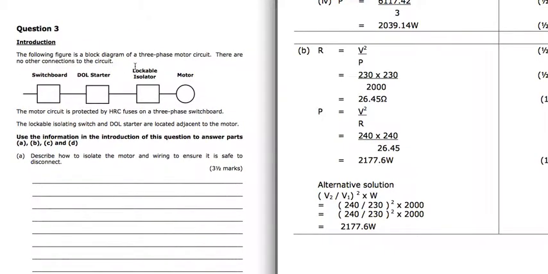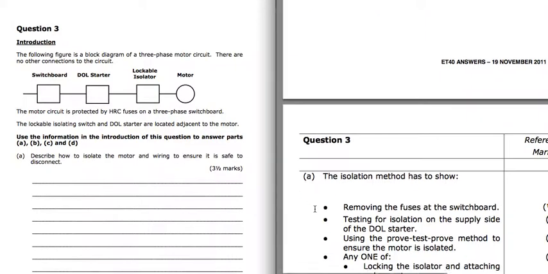Question 3, we've got a three-phase motor circuit. There's no other connections to the circuit. So we've got a switchboard, our starter, an isolator and a motor. We've got HRC fuses on a three-phase switchboard here. The lockable isolating switch and DOL starter are located adjacent to the motor. Describe how to isolate the motor and wire in to ensure that it's safe to disconnect.